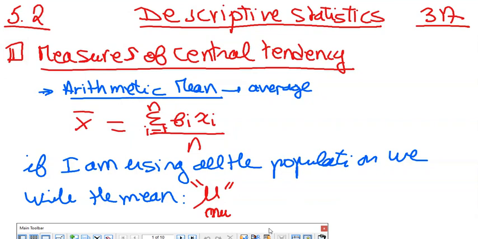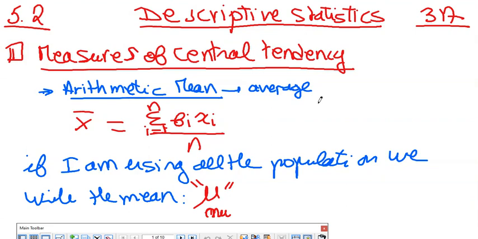In this part we have something called the arithmetic mean. In another way, we say the average. The notation is x bar. When I say sigma fi xi over n, it means I will multiply the value by its frequency. I will add it all over the total, which means the total number.